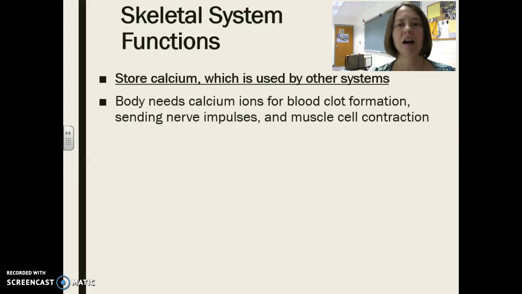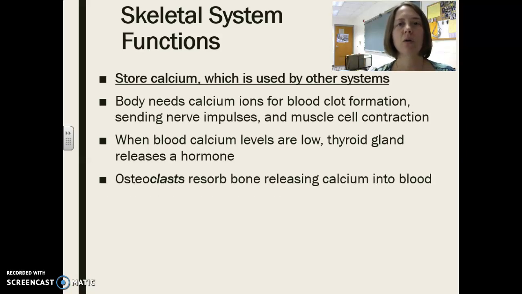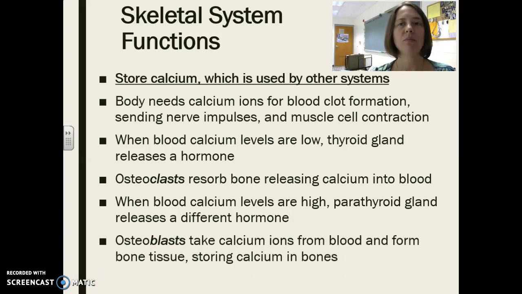The body needs calcium ions for many things. For example, blood clot formation, sending nerve impulses, and muscle cell contraction. When blood calcium levels are low, your thyroid gland will release a hormone. This hormone tells the osteoclasts to resorb bone, which will release calcium into the blood. When blood calcium levels are high, your parathyroid gland will release a different hormone, and this different hormone tells the osteoblasts to take calcium ions from the blood and form bone tissue, storing calcium into the bones. And then in both cases, the calcium ion levels return to normal.